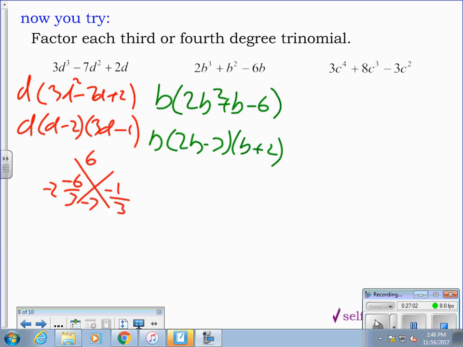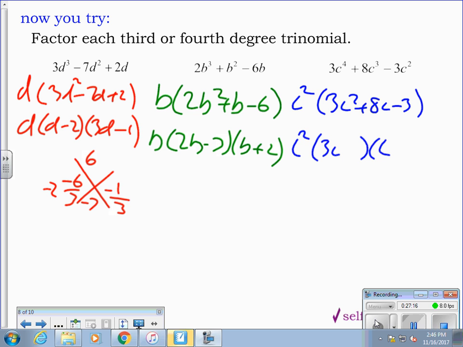Like I said, it's one of those things. So factor out a c squared. 3c squared plus 8c minus 3. So I get c squared and 3c and c plus 3 minus 1. Yes, that'll do it. Is that right? Does that match what you guys got?